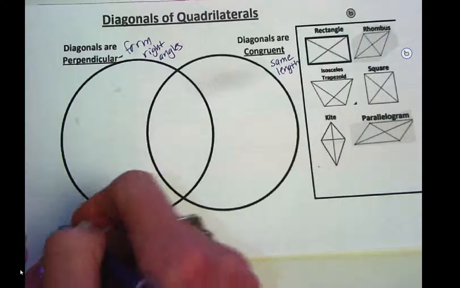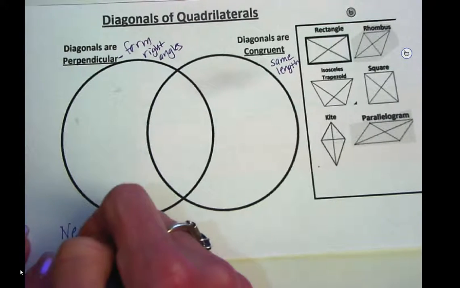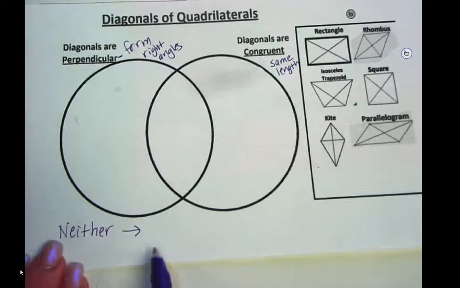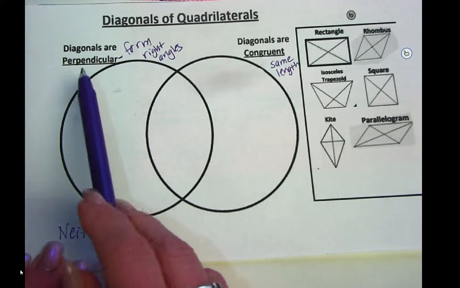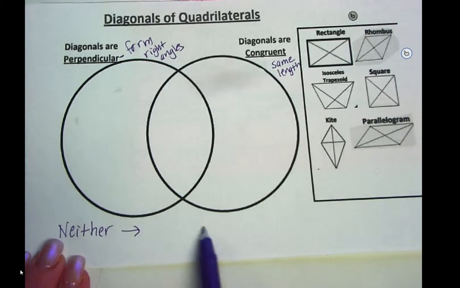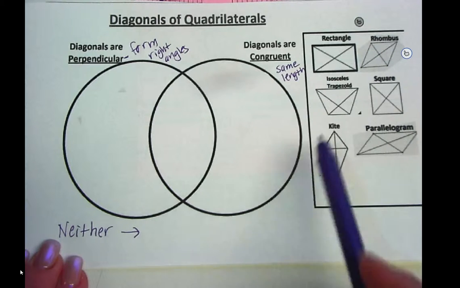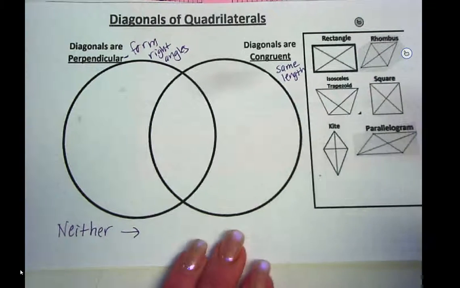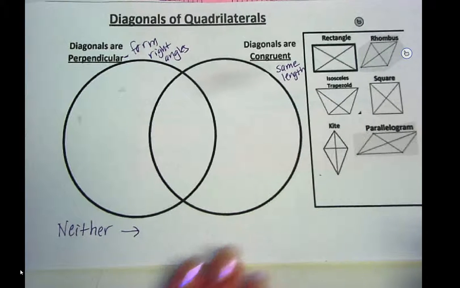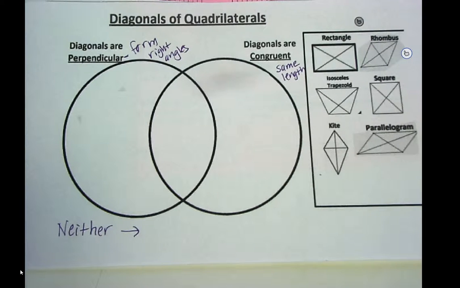And then down here, go ahead and write neither, because there are going to be maybe a shape or two that aren't going to fit anywhere. It doesn't have perpendicular or congruent, so you could put those shapes outside the Venn diagram. So I want you to be looking at them and figuring out which ones go where. So we're going to pause the video here and then we'll unpause once we've had a chance to finish.